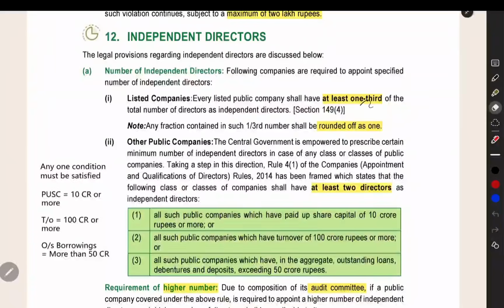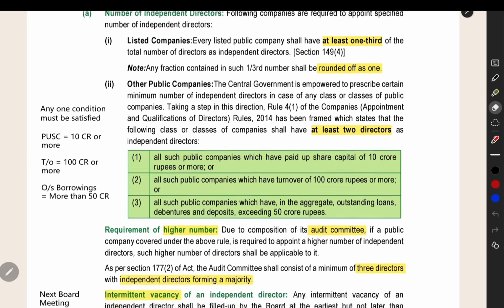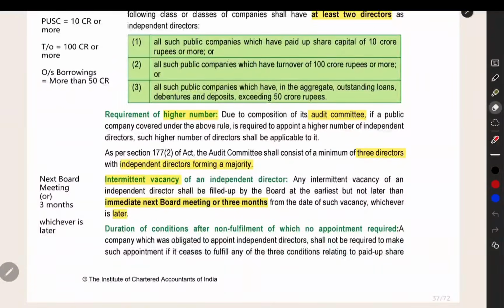For listed companies, minimum one-third of your total number of directors should be independent directors. If you are another public company satisfying this limit, you will also mandatorily have a minimum of 2 directors as independent directors. This limit you can note down here. You have to compulsorily note it down, and these important points you can also highlight.